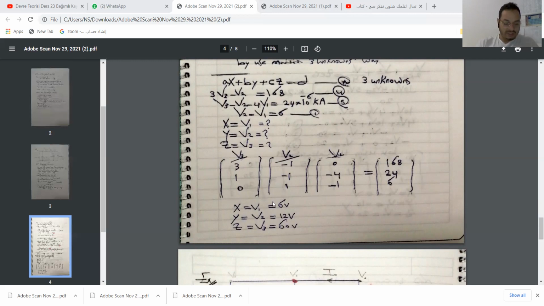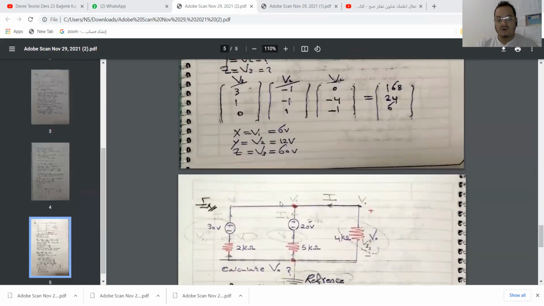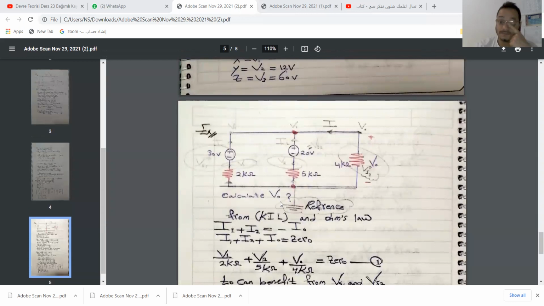The result will be x equals 6, x means V1, 6 volts, y equal 12 volts, z equal V3, that means equal 16 volts. Now, by using the same way, let's solve the last question.